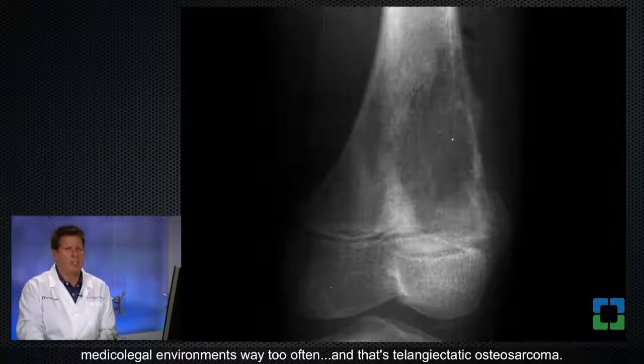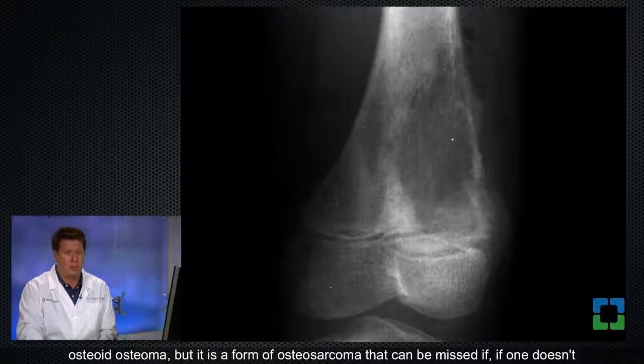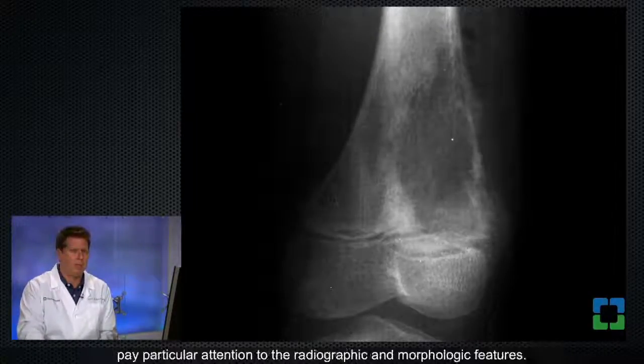Now lastly, I want to mention one tumor that I have seen show up in medical legal environments too often, and that's telangiectatic osteosarcoma. Telangiectatic osteosarcoma is really not in the differential with osteoblastoma and osteoid osteoma, but it is a form of osteosarcoma that can be missed if one doesn't pay particular attention to the radiographic and morphologic features.